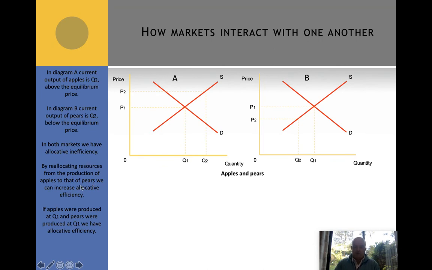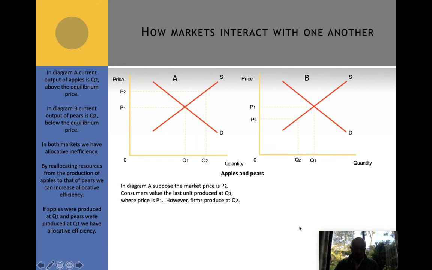Now, if we were to reallocate our resources and look at how we might move some from the production of apples to pears, we are going to increase the allocative efficiency of the two markets. Okay, and in this situation, if apples were produced at Q1, okay, and pears were produced at Q1, that would be achieving allocative efficiency. Okay, so we're taking resources and making sure that where we can, we match up the use of those resources to the demand that we're likely to find in a particular market.